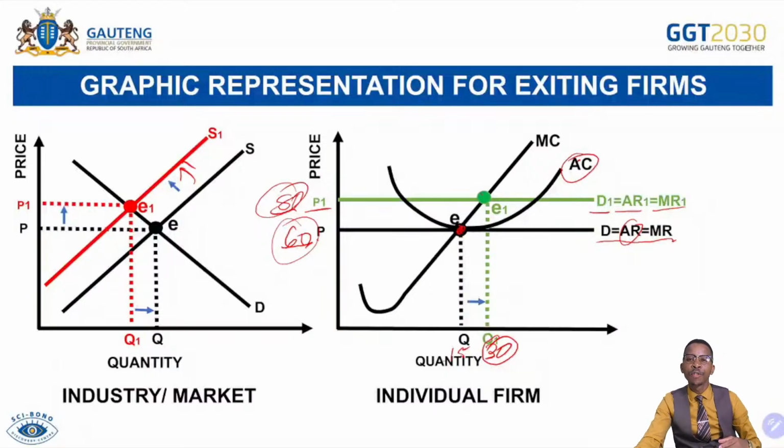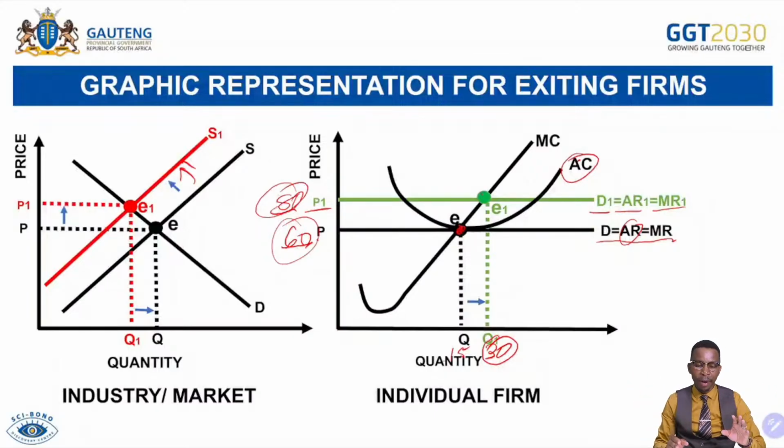These kinds of graphs, you must know the theory, you must know the graphical explanation also. So it is important for you to be able to answer the question to say, what impact will it be if firms leave the market? So let's check who the impact is on. What impact will it be on the market and individual firms if existing firms are leaving the market? On the market and individual firms.